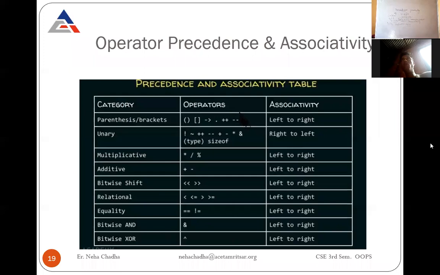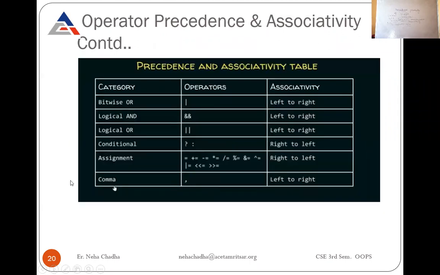This is the chart or table by which you can find out the precedence and associativity. These are the various categories, like parentheses, brackets, unary operator, multiplication, additive, bitwise, relational, equality, bitwise and bitwise or. Then the associativity has been given, which is left to right or right to left. Then you have to find out how one operator is concerned with which associativity. As in the example I have shown you, bitwise or has the associativity left to right. It means if you encounter these types of operators, then this is how you will solve it.